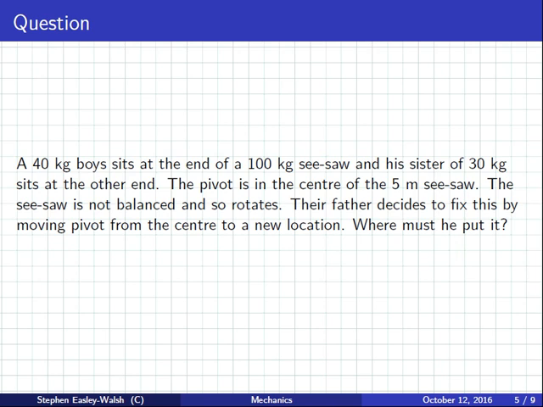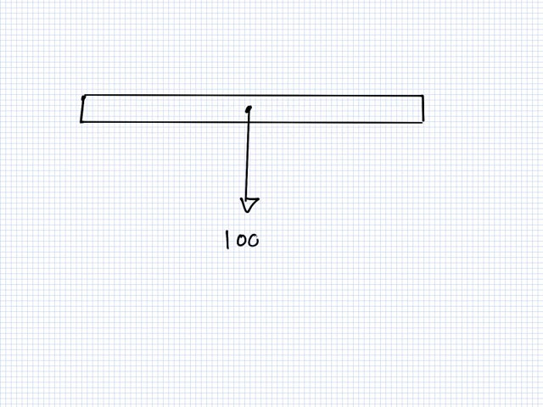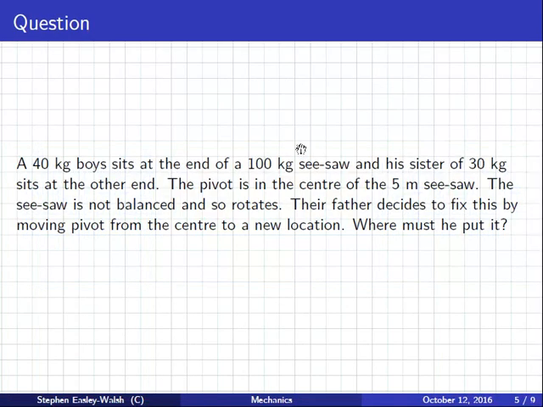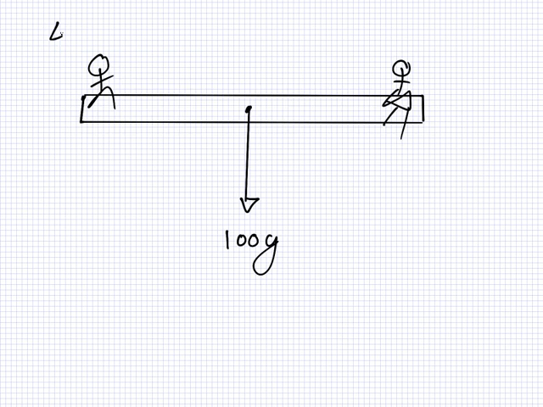Okay. So let me do it now. Firstly, the seesaw is 100 kilograms. So it's a heavy seesaw. We'll draw it like this. So this is 100 kg. So the picture looks like this. And you have the boy here and the girl here, and he is 40 and she is 30. So that means there's a force here of 40g and a force here of 30g.